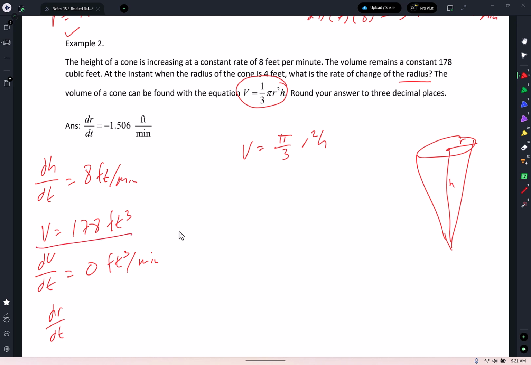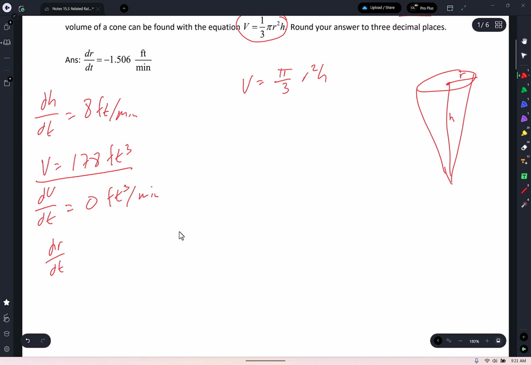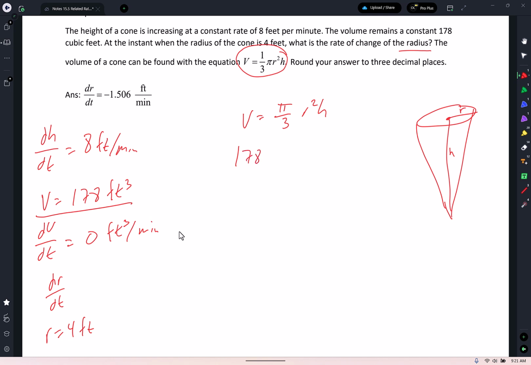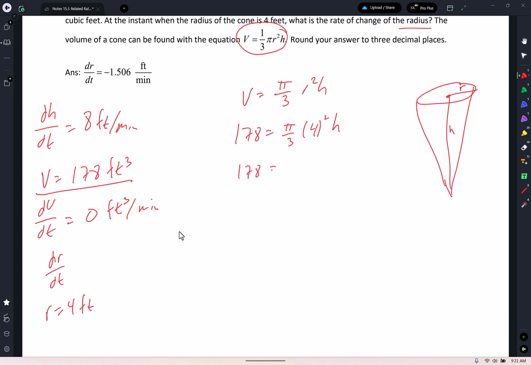Okay, with the volume, I need my radius. I don't have a radius, but I do have a height. Wait, did they give me a height? The volume, radius is 4. I didn't write it. R equals 4. There we go. We don't have a height, guys, so you find the height like this. 178 equals pi over 3, 4 squared times h. So 178 equals 16 pi over 3 times h. So h equals 178 times 3 divided by 16 pi.